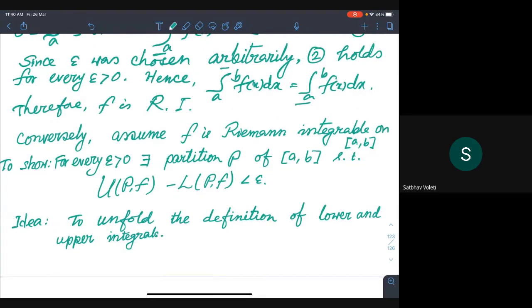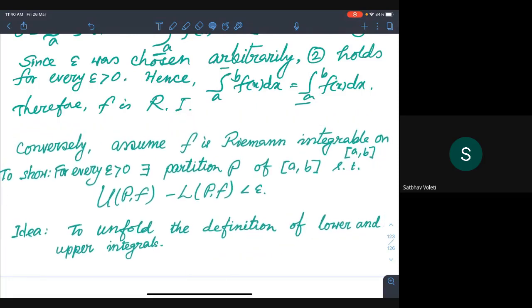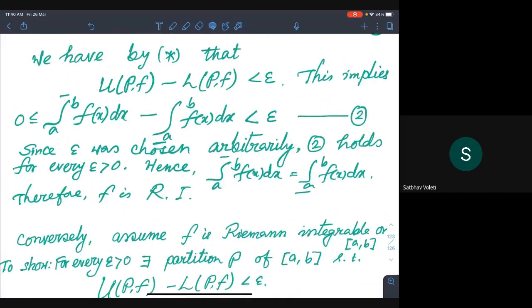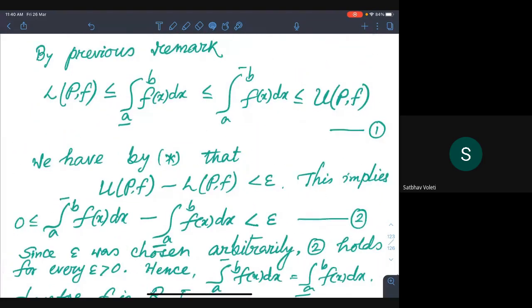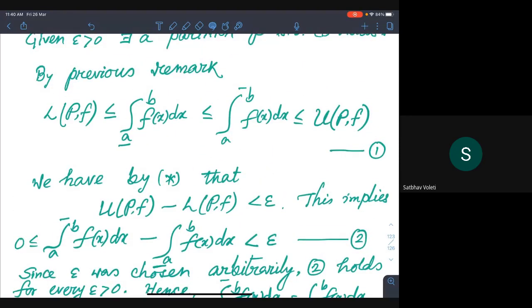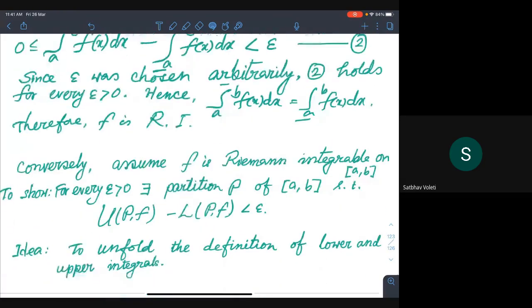Now we look at the converse. Any question here? Right. So this is simple. On both sides you have that this difference is less than epsilon. The difference in the middle will also be less than epsilon, and since epsilon was arbitrary, we have the proof.